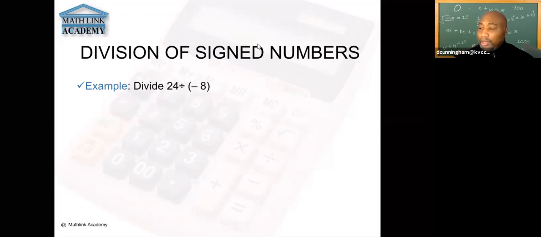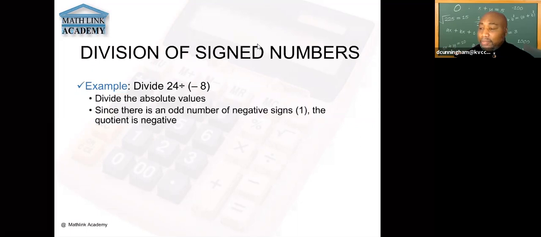Let's look at another example. Let's divide 24 divided by a negative 8. Since one of the numbers is negative, my final answer would be negative, because they don't both have the same sign, just one of them. So 24 divided by 8 is 3. But since we have an odd number of negative signs, we end up with a negative 3 as a final answer.